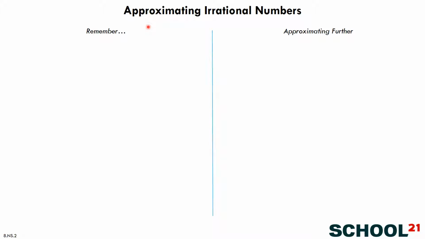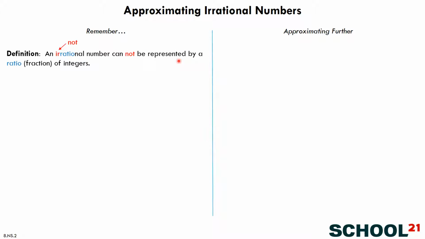Okay, we're going to talk about approximating irrational numbers with our student Luke. Ready to go, Luke? Yeah. Okay, so let's do a little bit of review here. An irrational number is one that cannot be represented by a ratio or a fraction of integers. Do you remember that? Yeah. Okay, good.